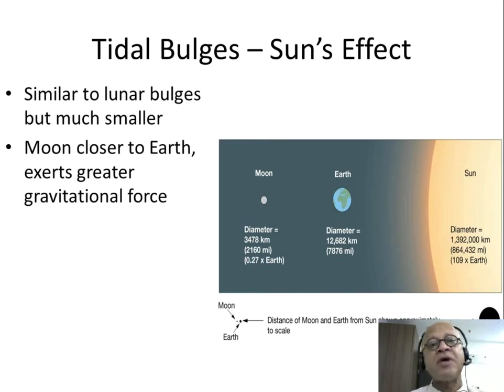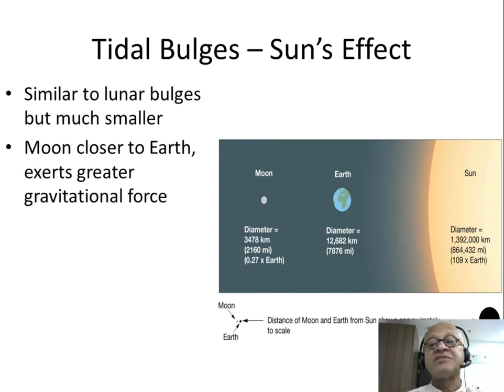The sun is much more massive, almost 27 million times the mass of the moon, but it's 390 times further away. So if you do 1 over r cubed, 390 cubed turns out to be about 59 million or so. So 27 million divided by 59 million gives you something like 0.46. So the solar tidal force on Earth is about 46% of the lunar tidal force. So it's less than 1/2 of the lunar tidal force.